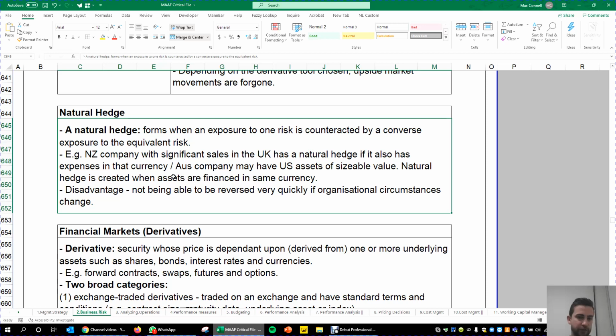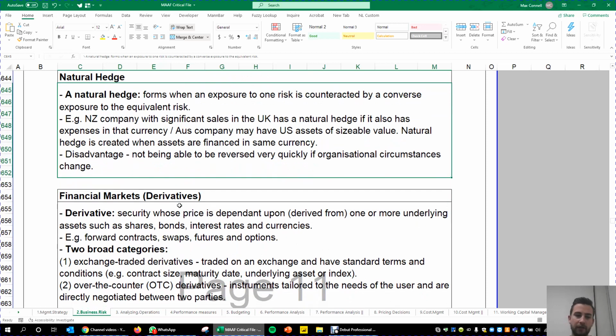Okay, so a natural hedge is when you don't actually need to take out a financial instrument to hedge. It's when an exposure to one risk is counteracted by a converse exposure to the equivalent risk. So, for example, a New Zealand company has sales in the UK, has a natural hedge if it also has an expense in that currency, which kind of offsets the revenue, basically.